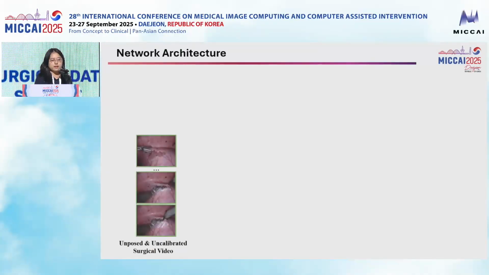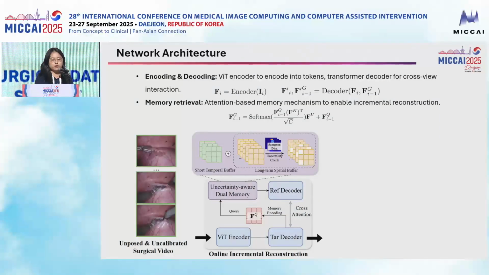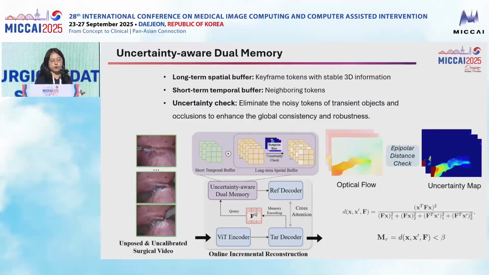Specifically, here is our network architecture. We take the unposed and uncalibrated video as input, and feed it into the ViT encoder to encode it into image tokens. To achieve online reconstruction, we apply an attention-based memory mechanism that takes every new image as input and queries the historical memory, which stores the historical keys and values. After the querying, we get fused tokens, and then we conduct cross interaction between these fused tokens and the current tokens to predict the 3D geometry.